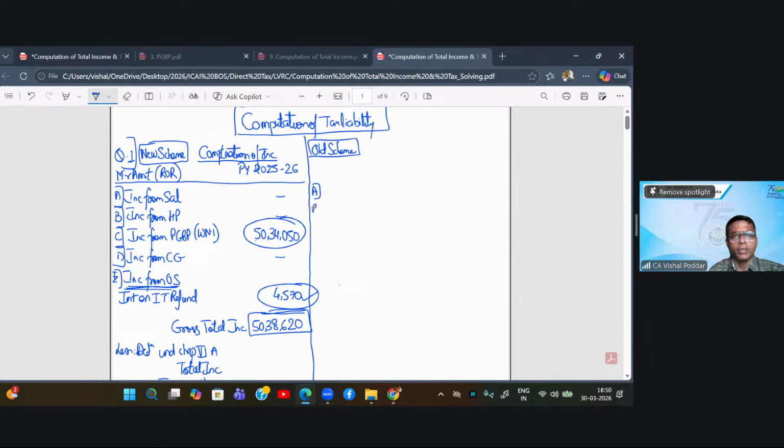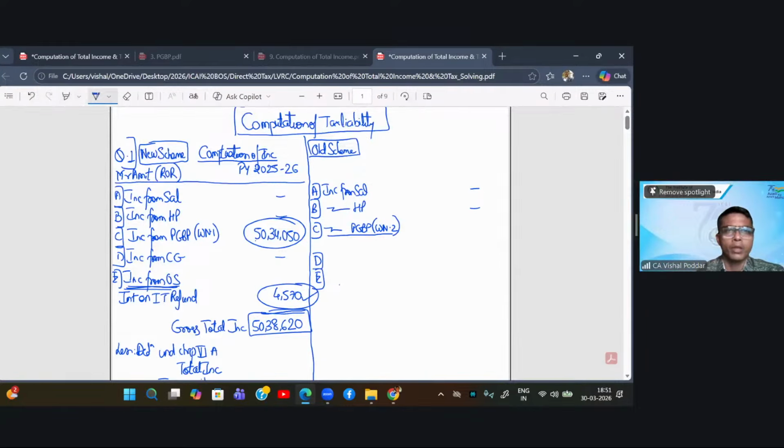Now, under the old scheme, my other details are not much changing, but there is a small change in PGBP. So income from salary anyways is not there. Income from HP is not there. Income from PGBP, I'll write working note 2. Now this will be in two parts. Now what are these two parts?